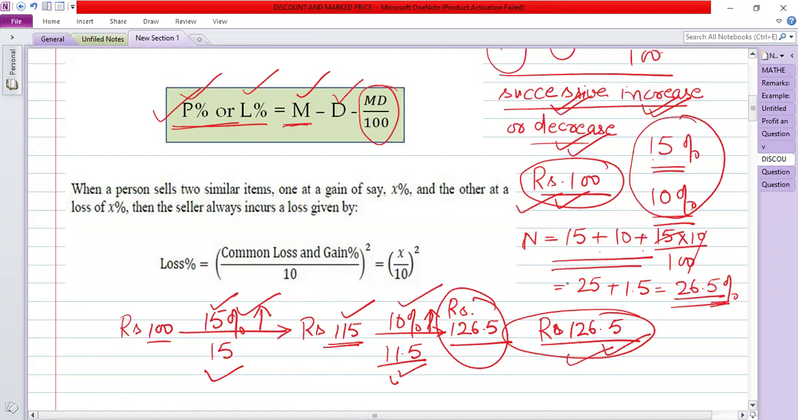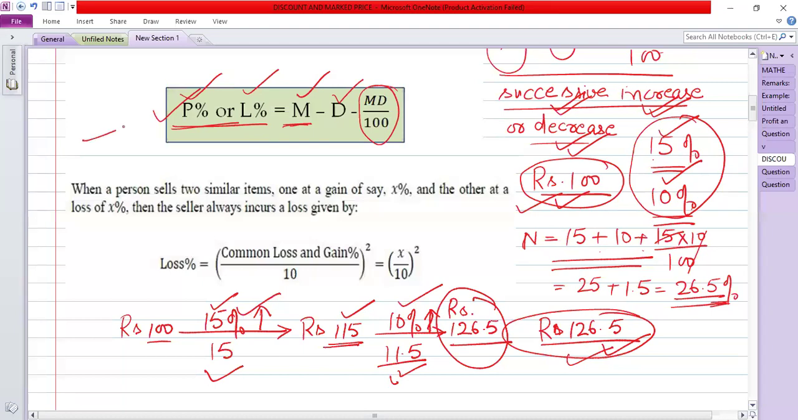Now here, A and B, this 15 and 10, both were positive, meaning both were increases. And if by chance there is a decrease, then obviously we will take the negative sign.